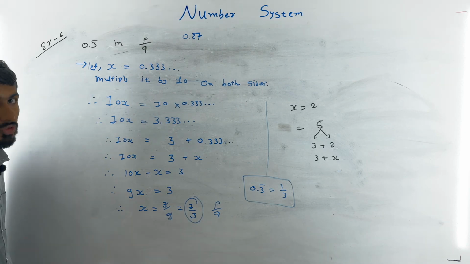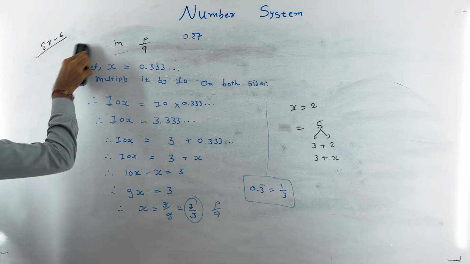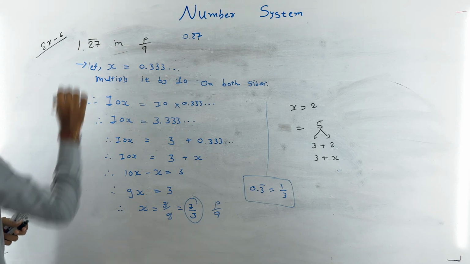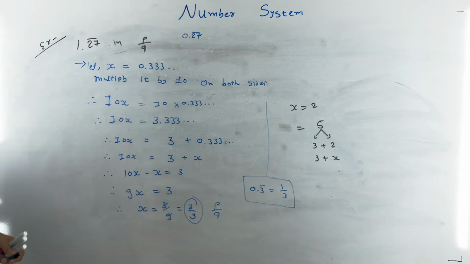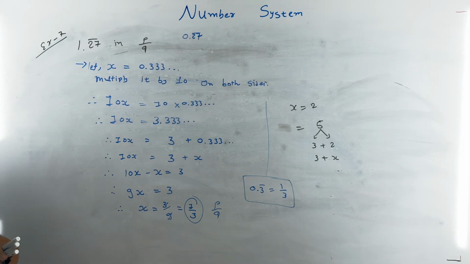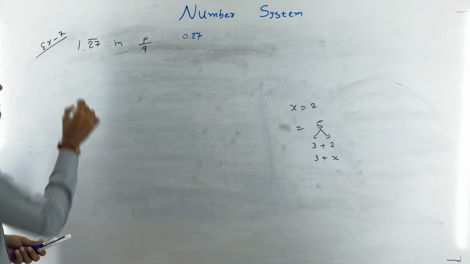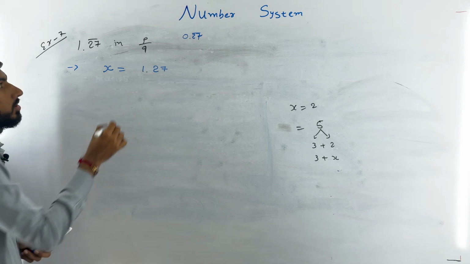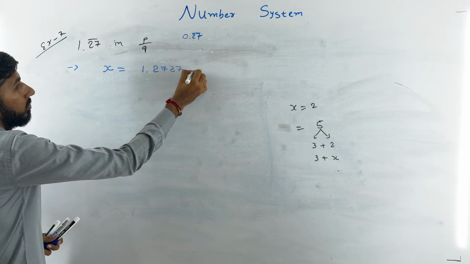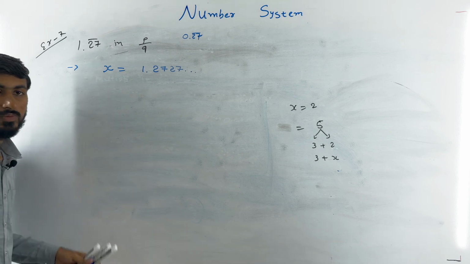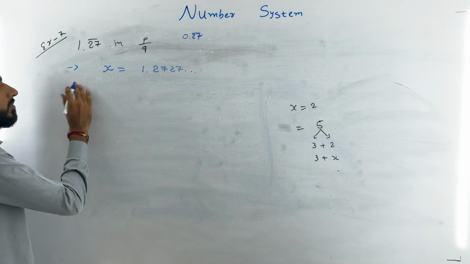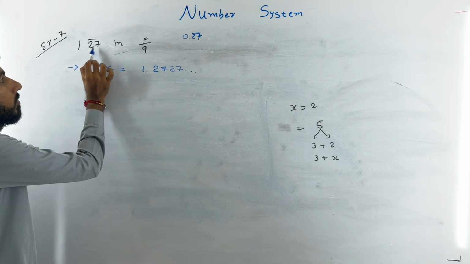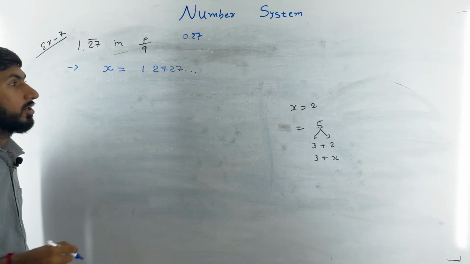The next example is also the same kind. Here 1.27 bar. Example number 7. What I have told you, the first step is, let us assume that x equal to 1.27 bar. Now bar on 2 digits means 27 will repeat itself, right? Now the second step, I have to multiply both the sides by which number? Here you can see the bar is above the 2 digits, so we multiply by 100.